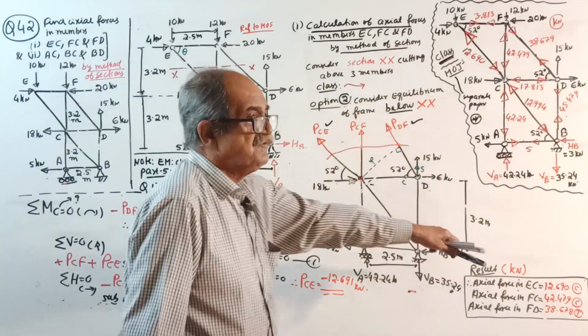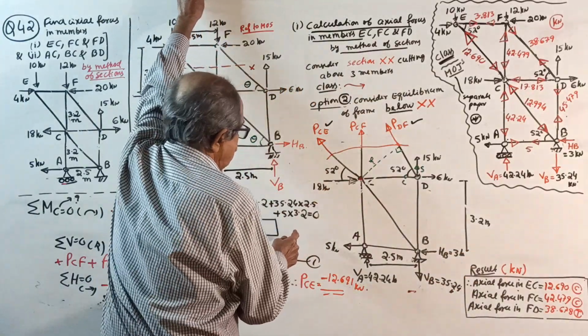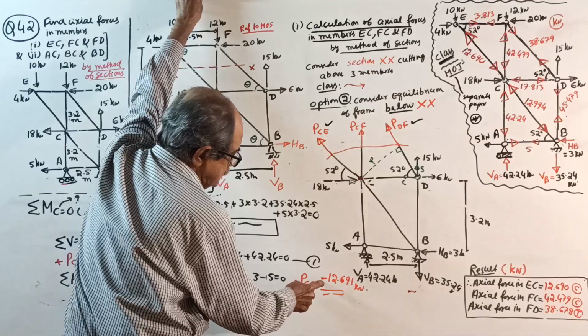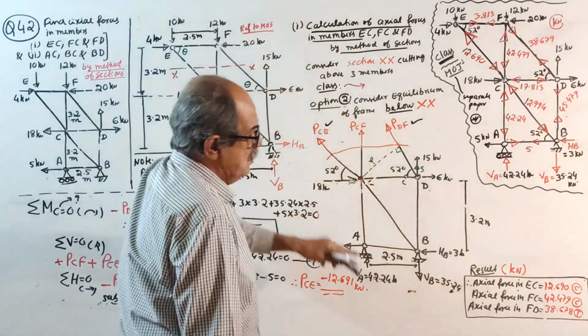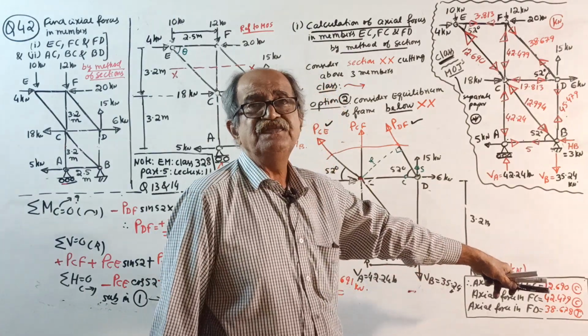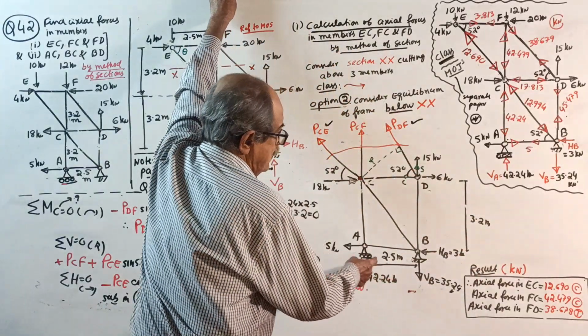Go to the result. See, force in which one do you want? EC, minus 12.691. We got 690 there. So if you solve this way, write 691. Minus means compression. Okay, next, force in FC.